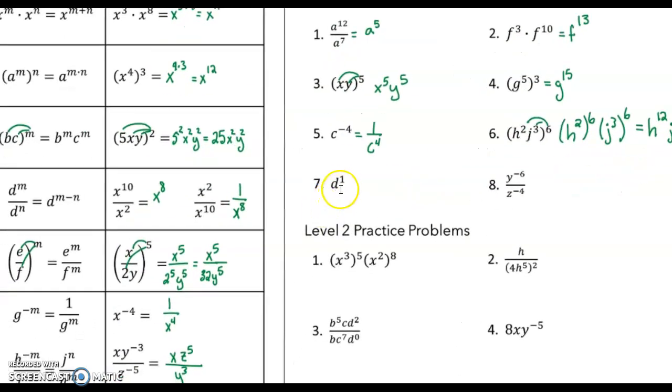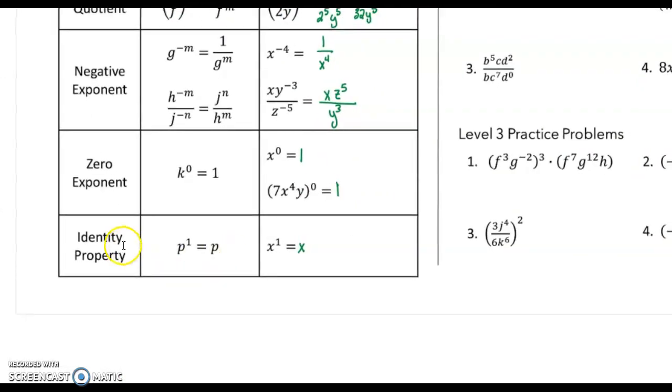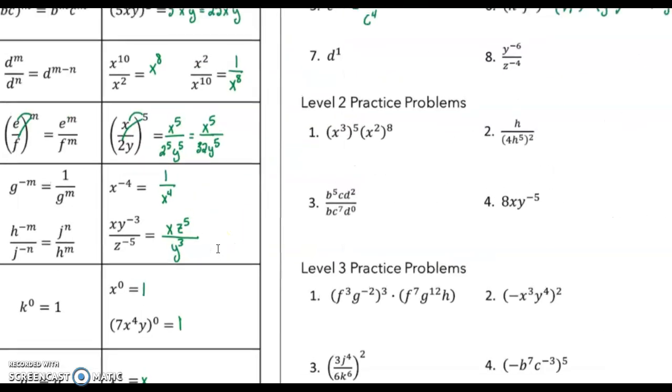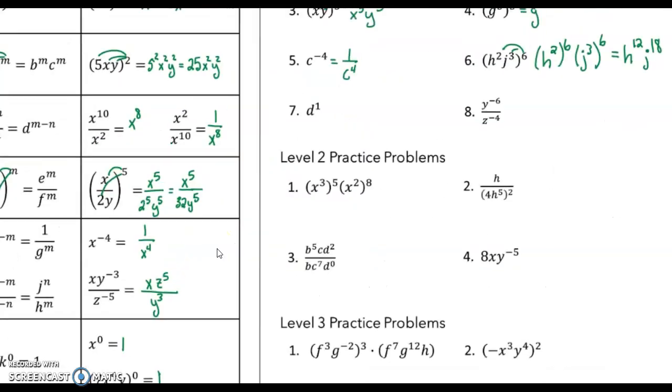On 7, we have d to the 1, which is the identity property, which remember, if it is to the 1 power, then that means that you can rewrite it without the 1. So d to the 1 can be rewritten as just d.